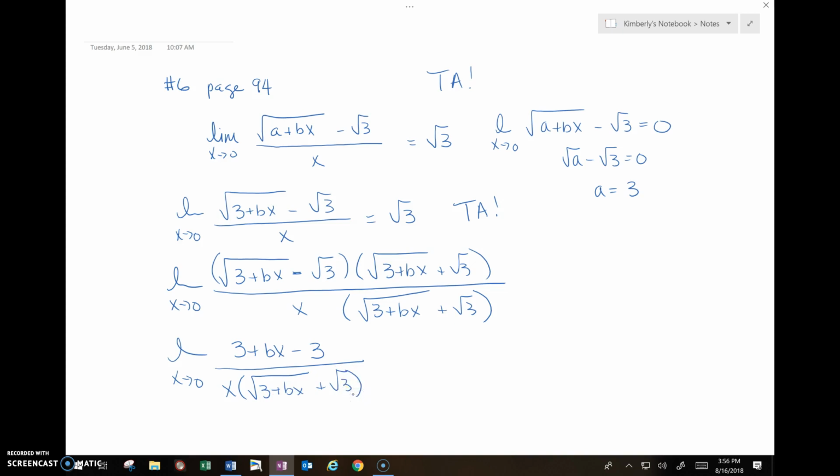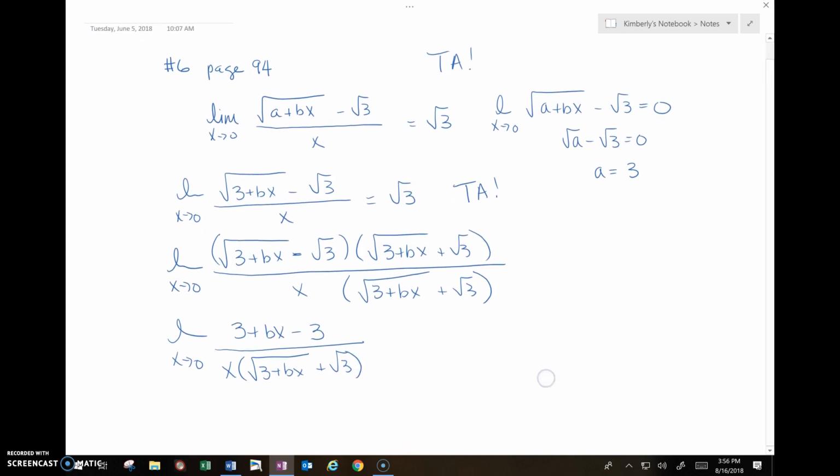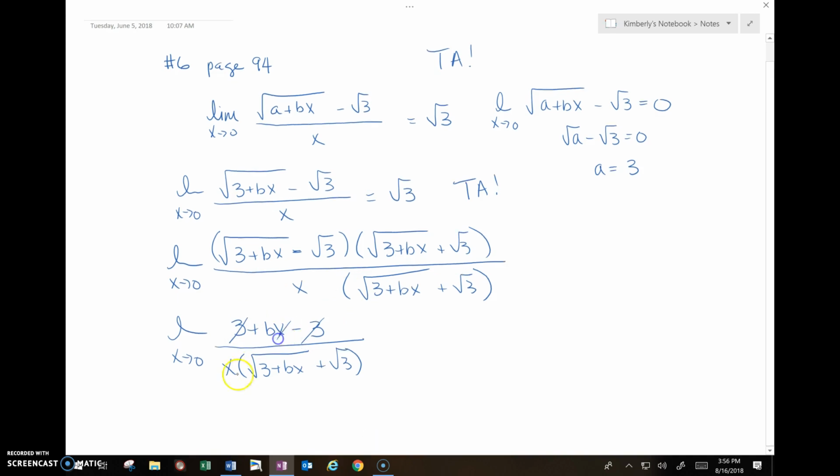And since we haven't really had class to talk about this, you always multiply out the numerator because those are the conjugates, but you don't multiply out the denominator because if you do, then you don't see the obvious cancellation. So the 3's cancel, the x's cancel, and we have the limit as x goes to 0 of b over, and when you put 0 in for x, you get root 3 plus root 3, which is 2 root 3.